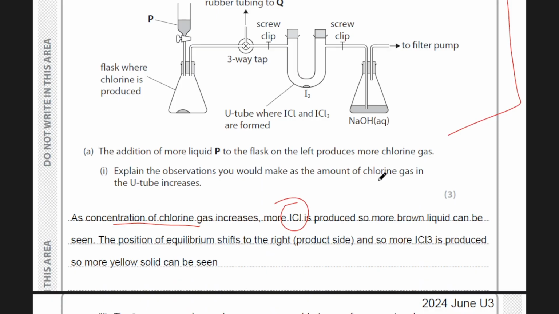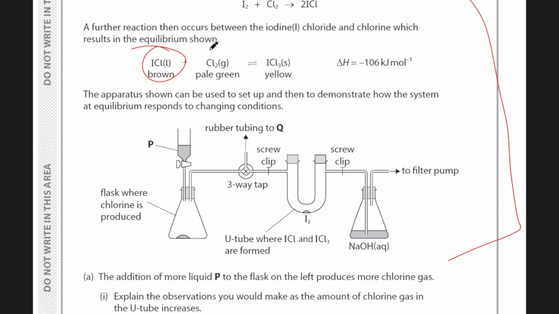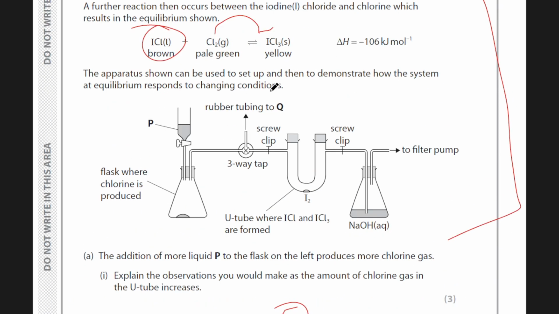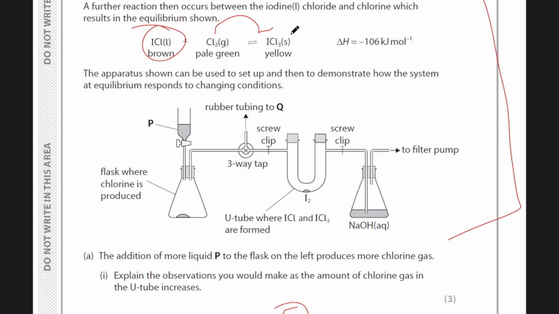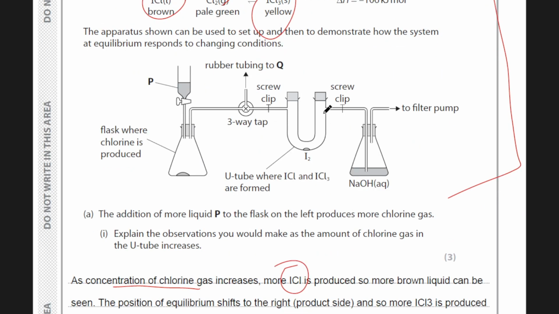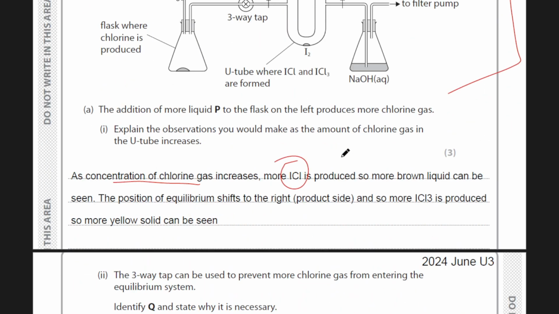So obviously the brown liquid which is already present is going to become darker brown in color, and this will cause the position of the equilibrium to shift to the right side, because obviously the concentration of the reactant side increases. So in a sense we can say ICl3 production increases, and we'll also be able to see more yellow solid produced in the U tube as well.